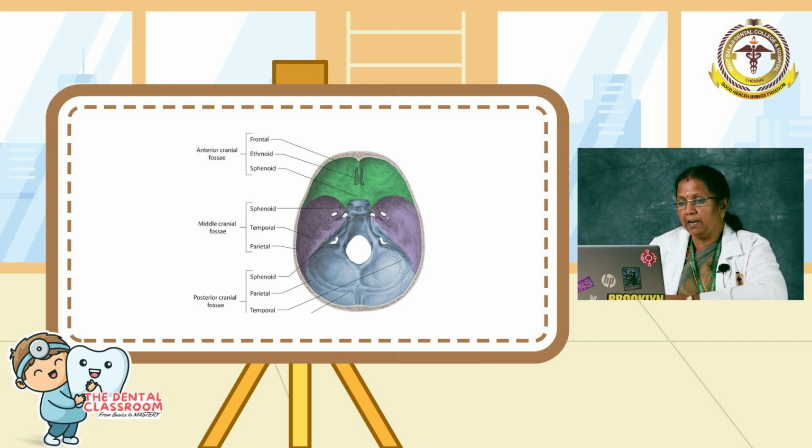This anterior cranial fossa is made up of the frontal bone, the ethmoid bone and the sphenoid bone. The middle cranial fossa is formed by sphenoid, temporal and parietal. The posterior cranial fossa is formed by sphenoid bone, parietal bone, temporal bone and occipital bone. So, all these, the frontal, ethmoid, sphenoid, temporal, parietal and occipital bones, will be forming the partition of this cranial cavity.